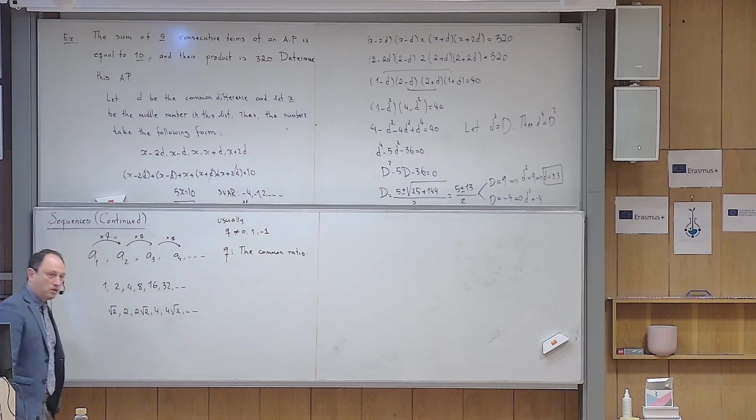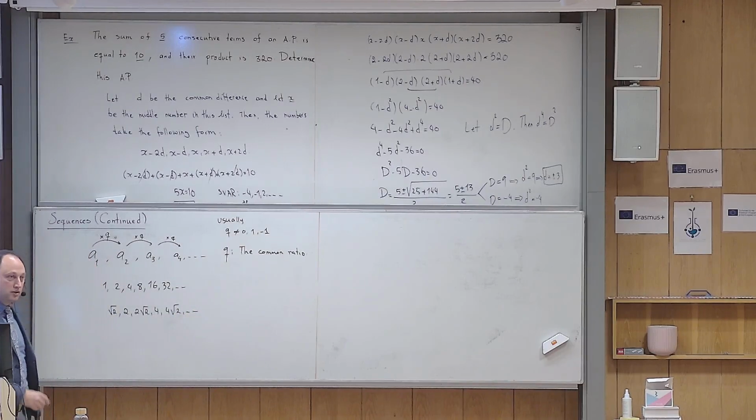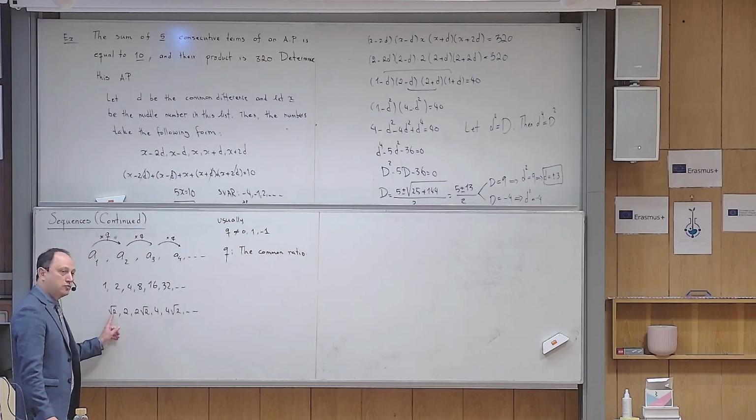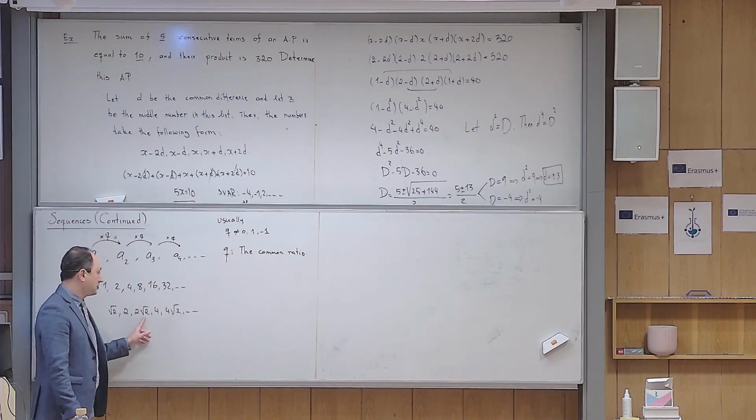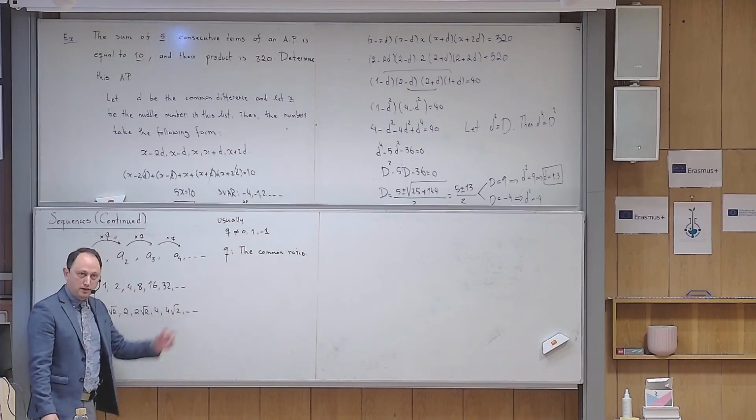Do you see that this is also a geometric progression? So what is the common ratio here? The square root of 2. I multiply this by the square root of 2, it gives me this one. I multiply this by the same square root of 2, it gives me this one. I multiply this by the same square root of 2, gives me this one, etc.